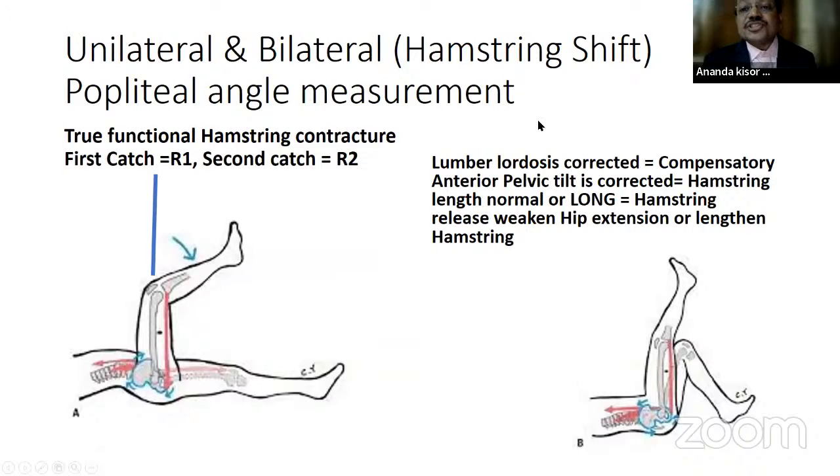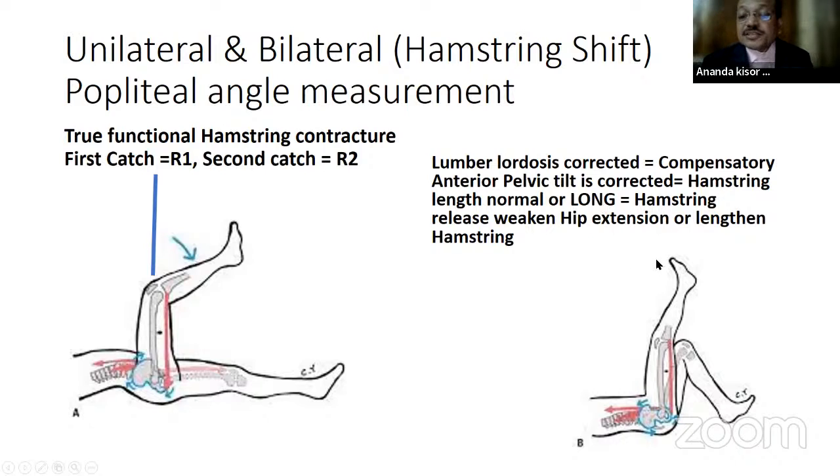Now, what is hamstring shift? In the hamstring shift, this compensatory lumbar lordosis is obliterated by flexing the opposite hip and knee, similar to the Thomas test. We flex it so that the lumbar lordosis is obliterated. Now again, the popliteal angle is tested. You can see here R1 was 60 degrees, and now R1 is only 15 or 20 degrees, so it is less. What does it indicate? Lumbar lordosis is corrected, which means the compensatory anterior pelvic tilt is corrected, which means hamstring length is normal or long.